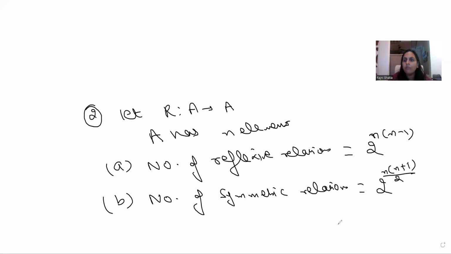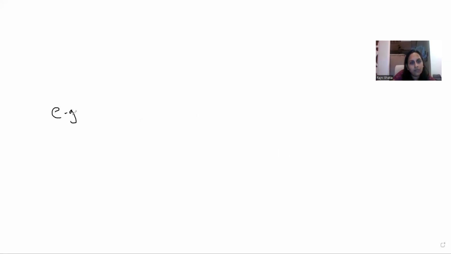So we need to remember these three formulas. The number of relations from A to B is 2 raised to the power mn. The number of reflexive relations on A is 2 raised to the power n into n minus 1. And the number of symmetric relations on the set A is 2 raised to the power n into n plus 1 by 2. Now I'm going to give you an example.